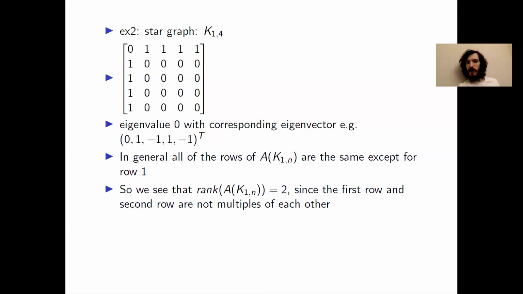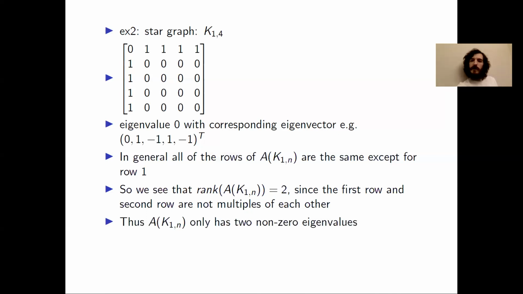Thus, we can conclude that the rank of this adjacency matrix has to be 2, because there are 2 distinct non-zero rows. These non-zero rows are not multiples of each other. So the first and second rows, they're non-zero and they're not multiples of each other. And the second through n plus first rows are all the same as each other. So the rank is at most 2, and the rank is at least 2. It has to be equal to 2.